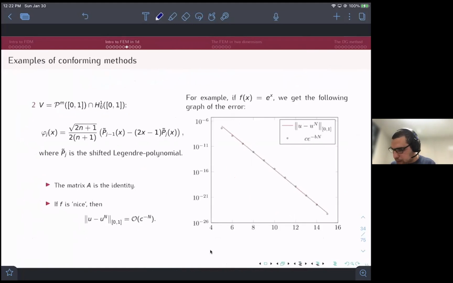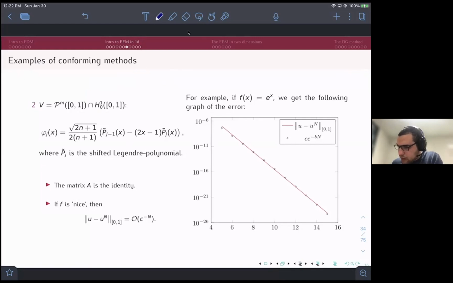Let's see an example. Let's take the same function e to the x. I'm sorry, there's something in the chat. Someone asked whether x is in H_0^1. Yes, it is. Please let me know if there's something in the chat because I cannot see it readily here.